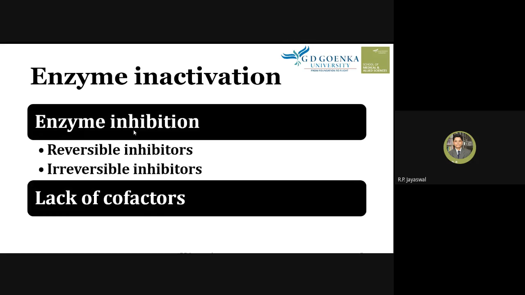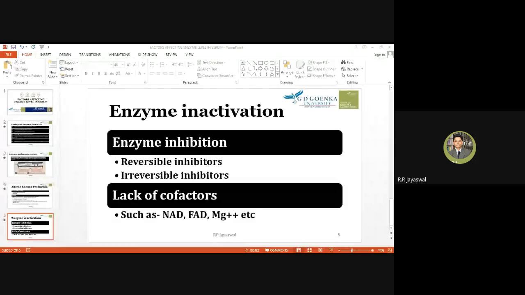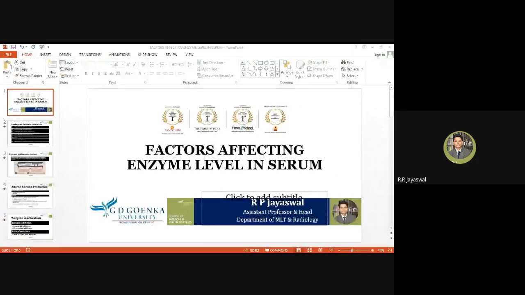Lack of cofactors, such as NAD, FAD and magnesium ions. If there is a deficiency of these cofactors, it leads to enzyme inactivation. So even though the enzymes are produced in large quantity, you'll see that the active enzymes are fewer in number. So this is what we have studied, the factors affecting enzyme level in the serum. These are the different factors that affect enzyme activity and enzyme level in the serum.